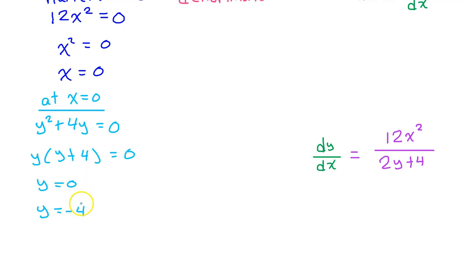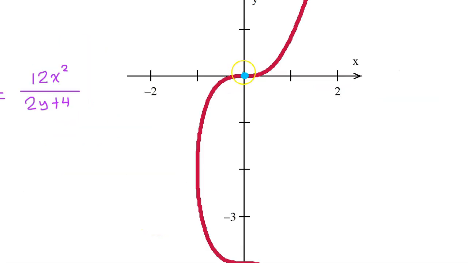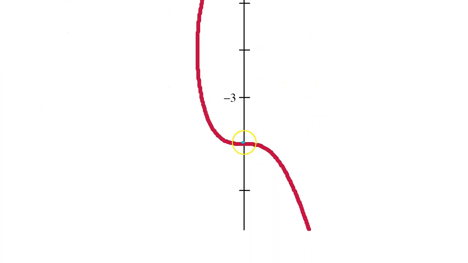Combining these two y values with the one x value gives us the following ordered pairs. (0, 0) and (0, negative 4). We say the given equation has horizontal tangent lines at (0, 0) and (0, negative 4). And sure enough, here's the point (0, 0) with its horizontal tangent line. And here's the point (0, negative 4), another horizontal tangent line.